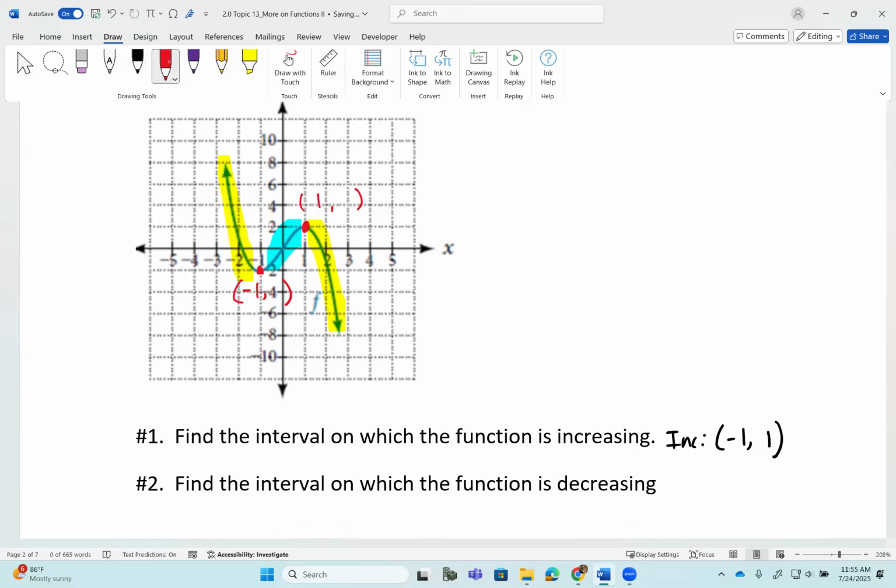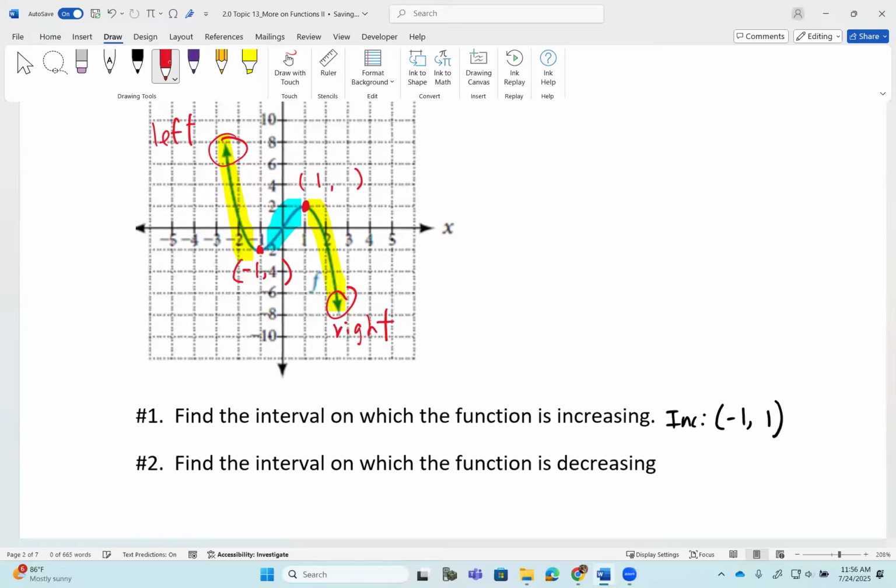All right, decreasing. This arrow is pointing up, but also pointing left. This arrow is pointing down, but also your x value keeps on going to the right.